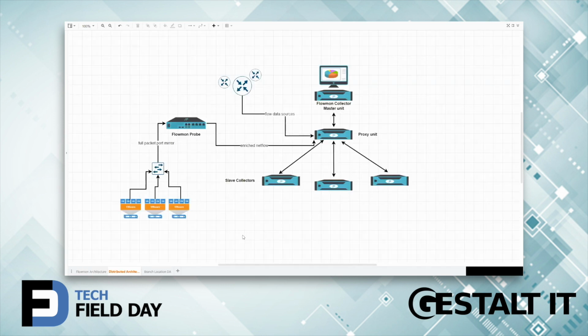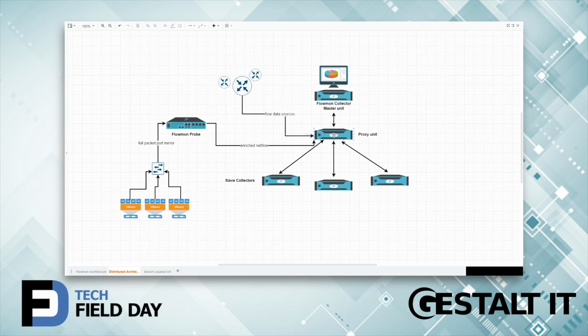Now, from a scalability standpoint, we can have a distributed architecture. And what this looks like is having a Flowmon collector, which talks to a proxy unit. And it talks to these slave collectors, which actually do individual processing. And so you can take flow sources and you can point them to a single IP address for their destination of that NetFlow record.